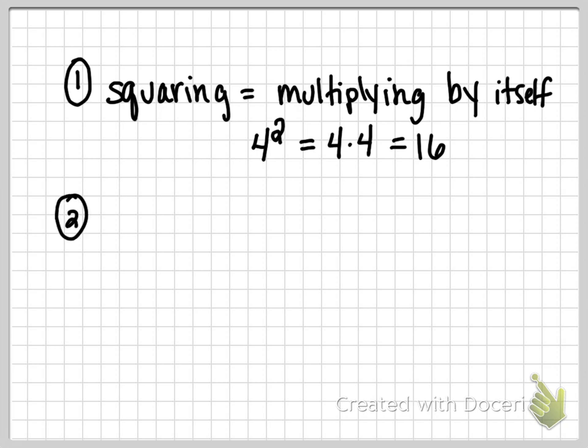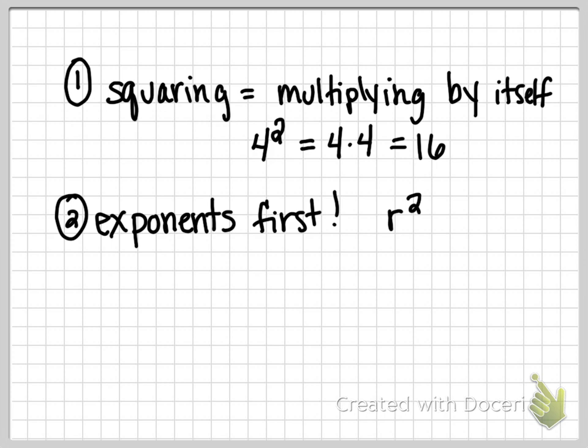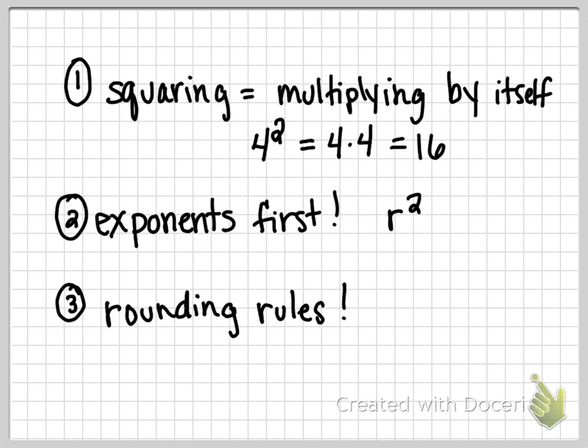Thing number 2, do your exponents first. So your r squared is what you need to do before you multiply times pi. And finally, last thing to remember is rounding rules. When you're asked to round, make sure that you check the place you're rounding to and round correctly. Those are the 3 things that I foresee being troublesome, so just watch for those things as you do this lesson.